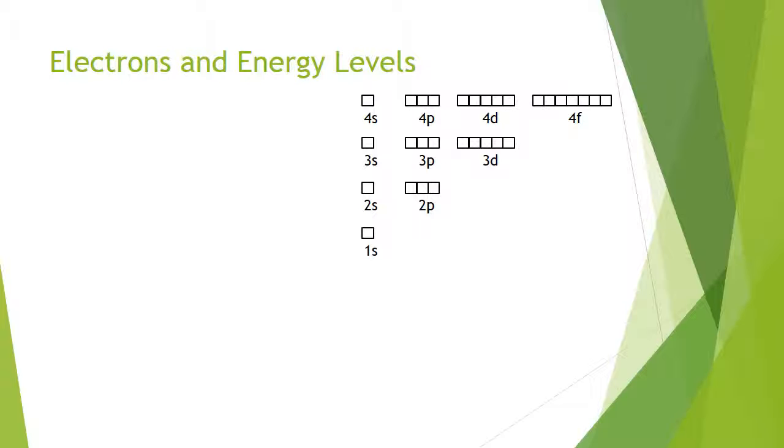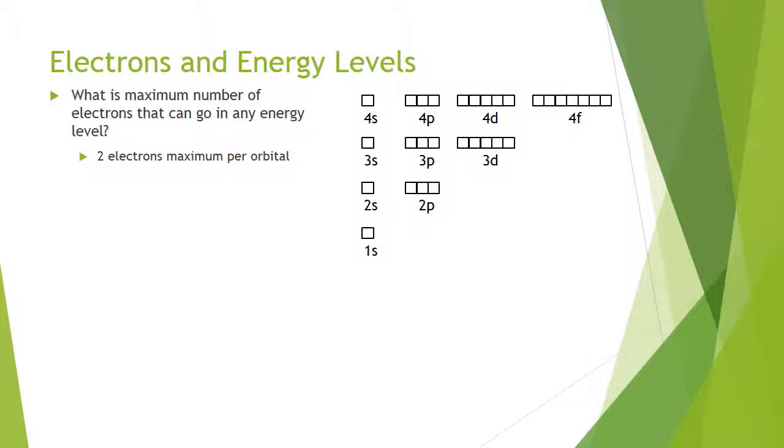All right, lastly, let's talk about electrons and energy levels, because after all, it's electrons that go in orbitals. What is the maximum number of electrons that can go in any energy level? So just remember this from the previous slides. We know that a maximum of 2 electrons can go in any orbital, and that every energy level has the number n squared orbitals. So if I think about that, and I can count my boxes up here too to help me, we can figure out how many maximum electrons go for any energy level.